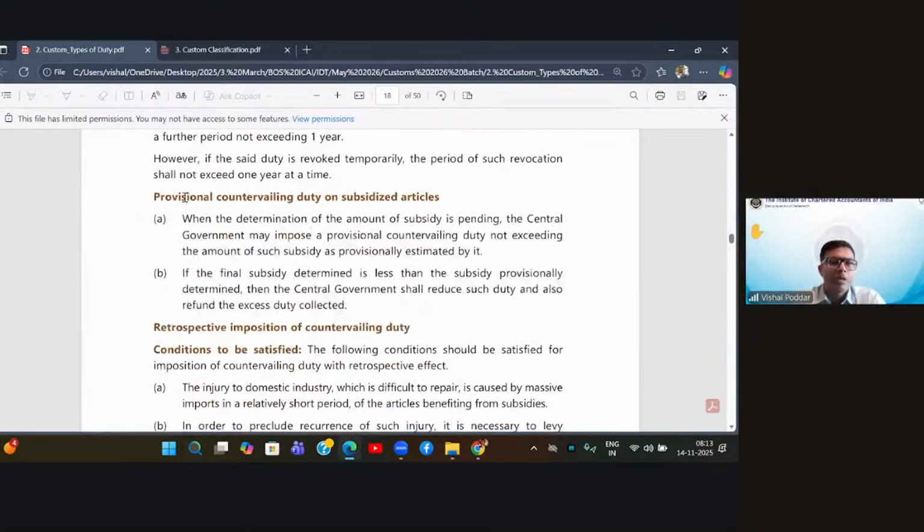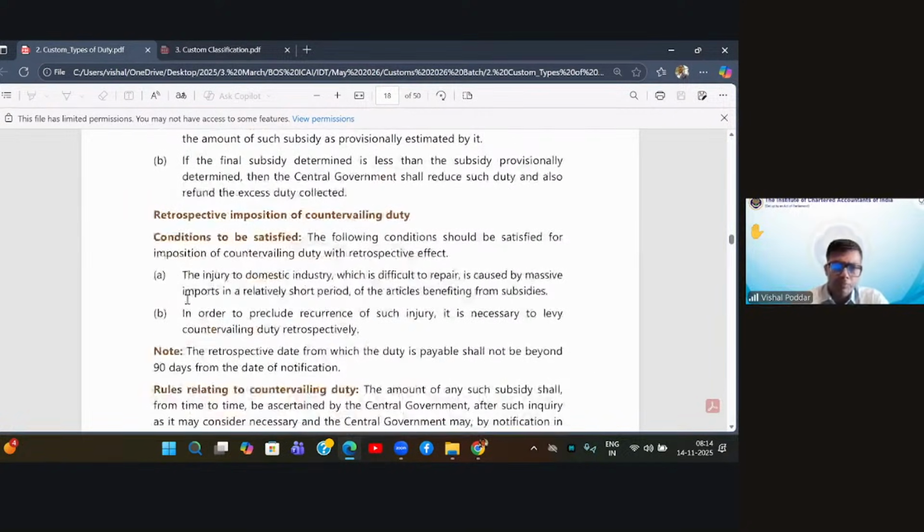years period. Again, until the government gets the final report that yes, there is a subsidy, the subsidy is impacting our Indian markets. Until the report is received, government may temporarily impose this duty so that immediate action can be taken. If after inquiry and reports, it gets to know that no, there was no such problem, the duty will be refunded. Interestingly, this duty can also be imposed retrospectively.